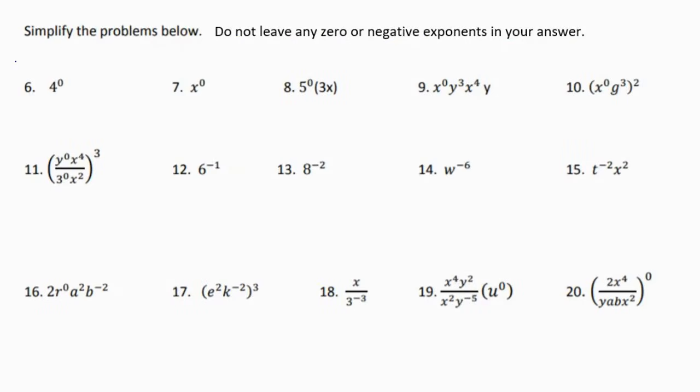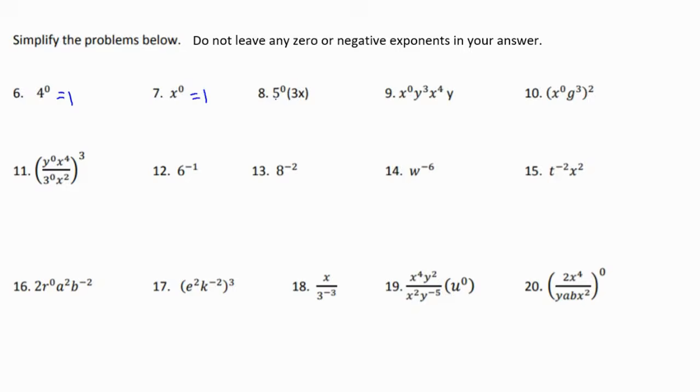Okay, let's just make sure that we got it. Let's do a few more examples. 4 to the 0 power, that is a 1. Number 7, x to the 0 power, that is also a 1. Number 8, 5 to the 0 power times 3x. Well, 5 to the 0 is 1, and I'm just left with 3x.